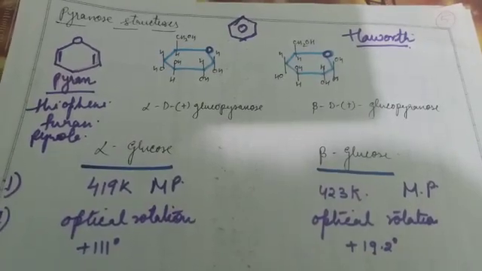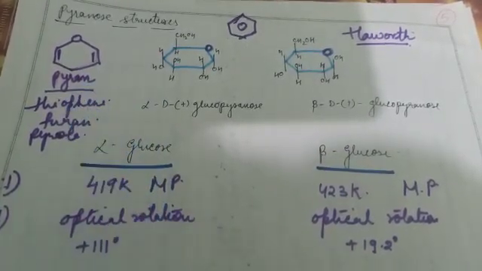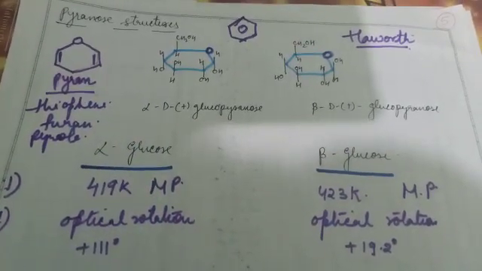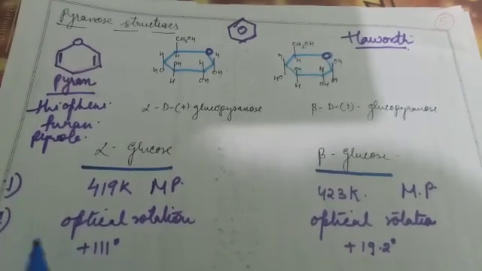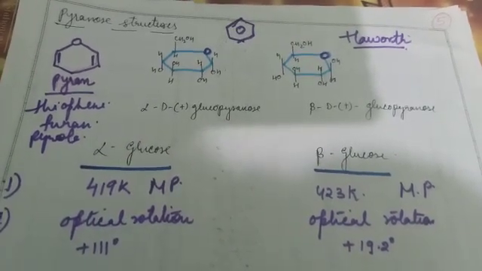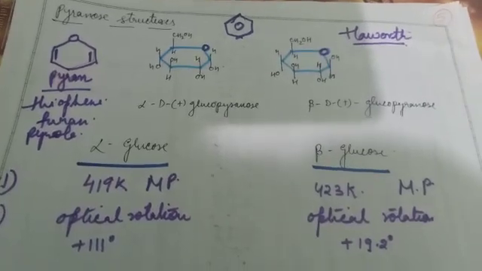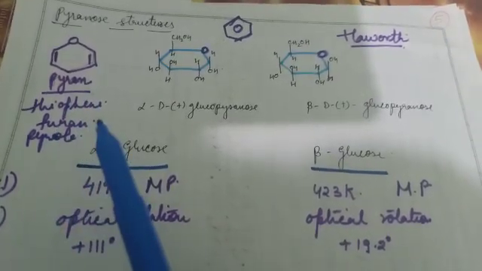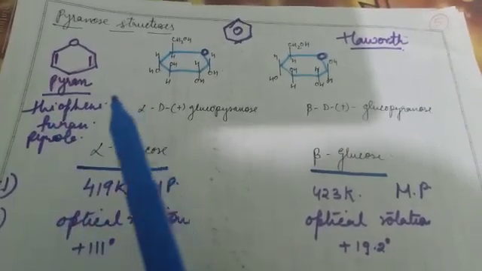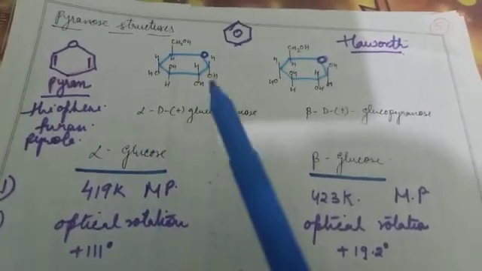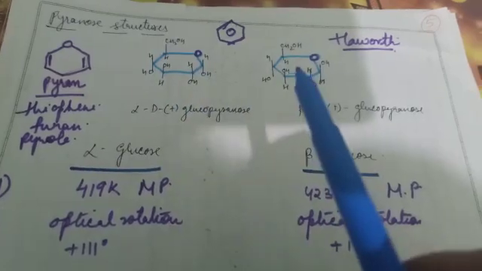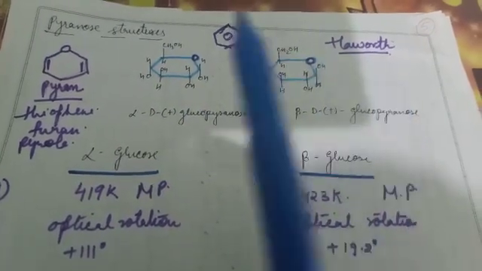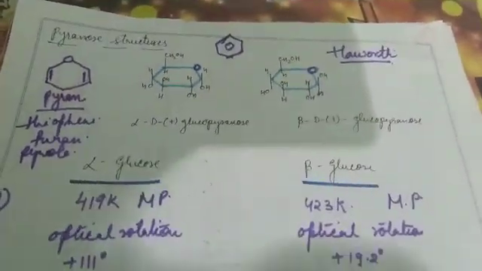Only the difference is that along with carbon and hydrogen, if you have other heteroatoms like O, N, S, then they are said to be heterocyclic. Some examples of heterocyclic compounds are thiophene, furan, pyridine, pyrrole. Okay. Now let's see the structures. These structures were proposed by Haworth, so they are also called Haworth structures.